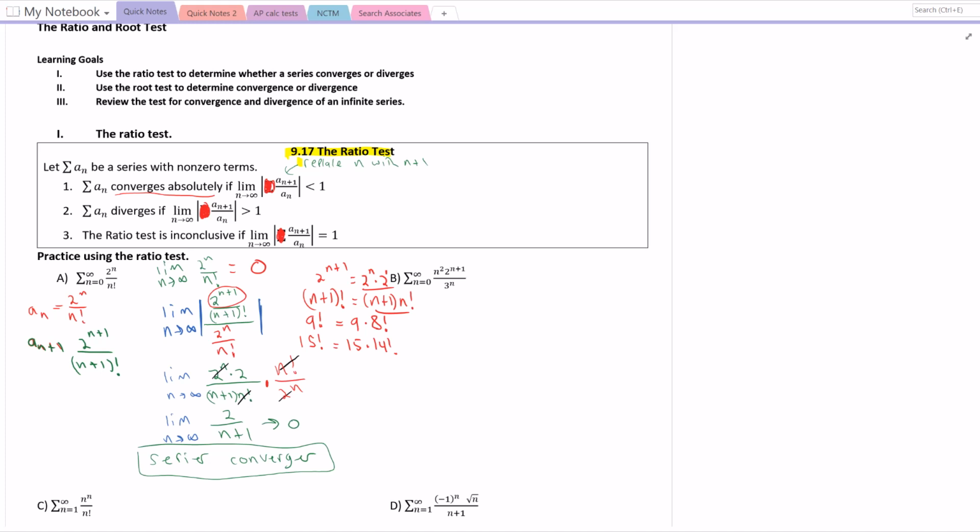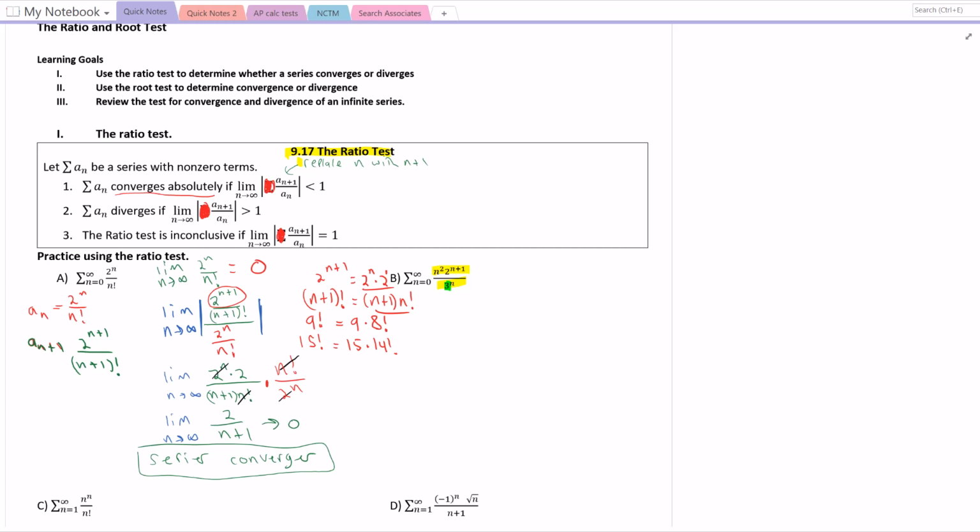Letter B here. Again, let's do a quick nth term test. If n goes to infinity, then 3 to the n is going to grow faster, and this is going to go to 0 because 3 to the n grows faster than 2 to the n, and 4 to the n grows faster than that. And the n squared there doesn't really do much in the long run.